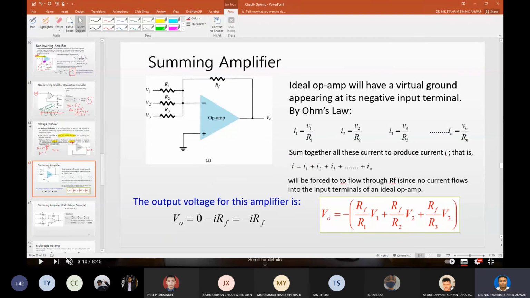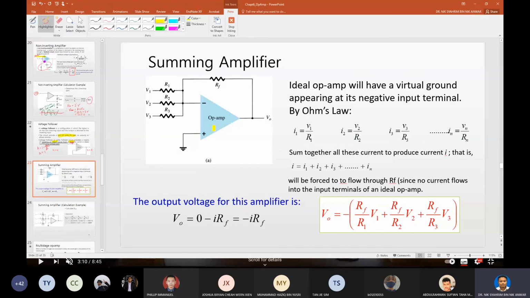Okay, so we come to our second last type of circuit. Previously, we have 3 circuits already. One is inverting amplifier. The second one is a non-inverting amplifier. The third one is a voltage follower. Now we come to our second last or fourth type of circuit, which is a summing amplifier.